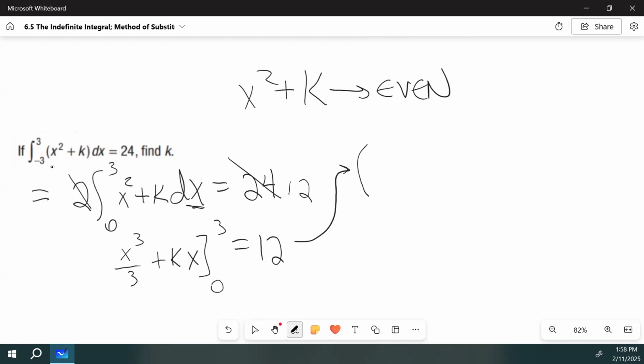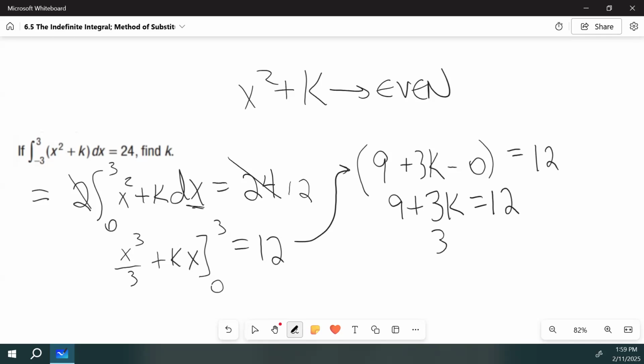So if you plug in 3, 3 cubed is 27, divided by 3 is 9, plus 3k. And if you plug in 0, it's just going to end up being minus 0, equals 12 again. All right. So you have 9 plus 3k equals 12, 3k equals 3, and k equals 1.